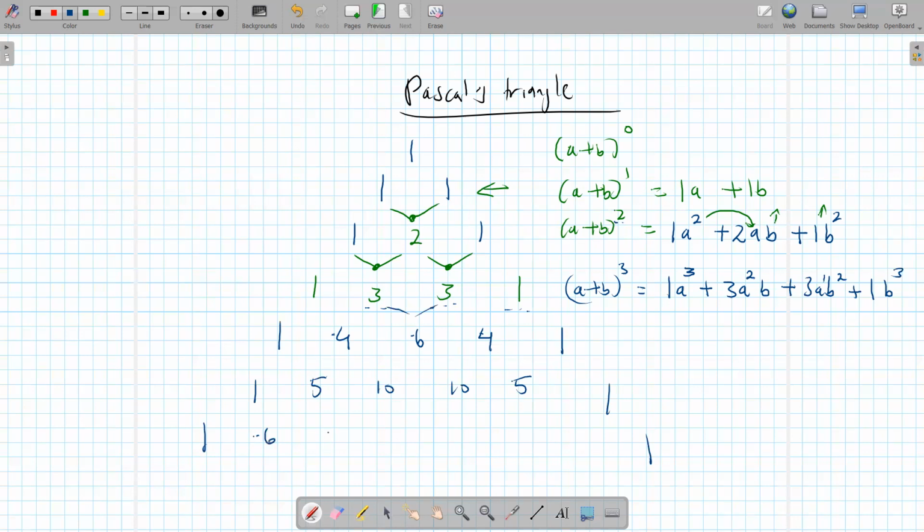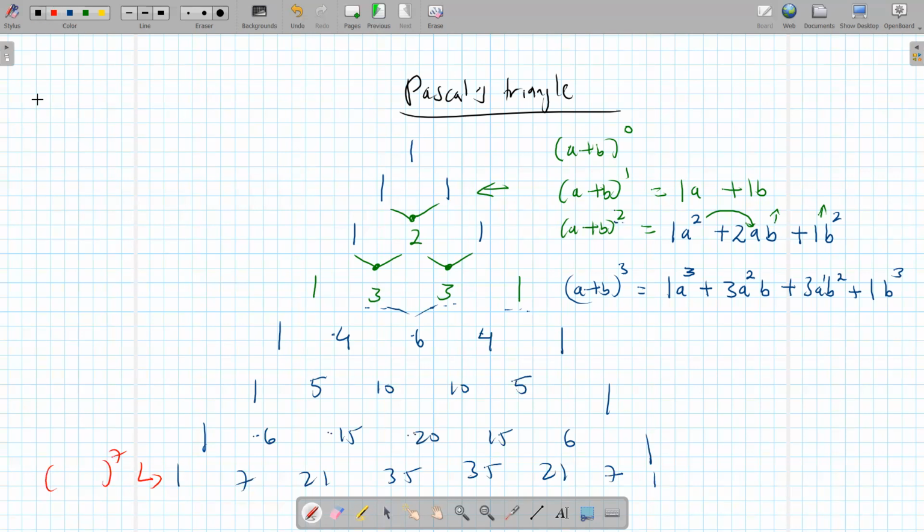6. What goes here? 15. Here. 20. What's the next number? 15, and 6. There we go, right? And then you can keep going: 1, 7, 21, 35, 35, 21, 7, 1. It's going to be symmetrical, right? So this guy that we just did down here, this is something plus something to the power of 7.